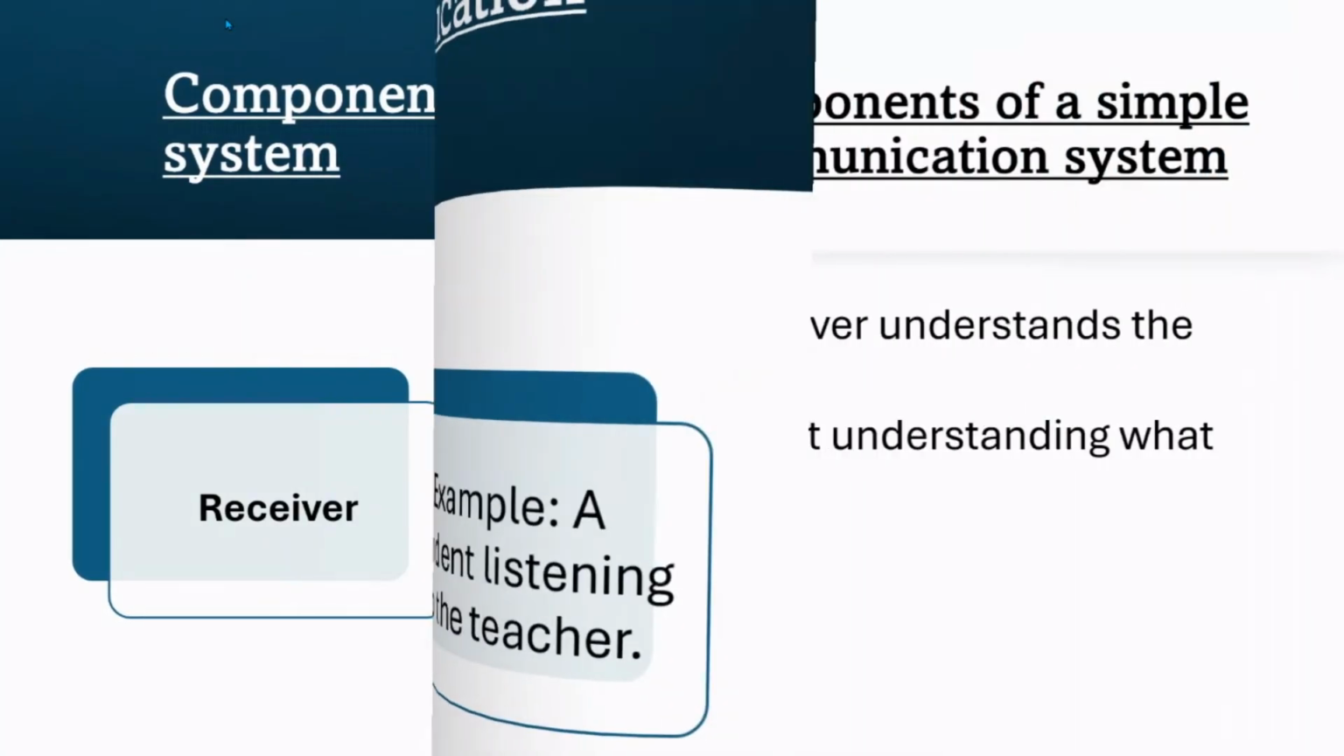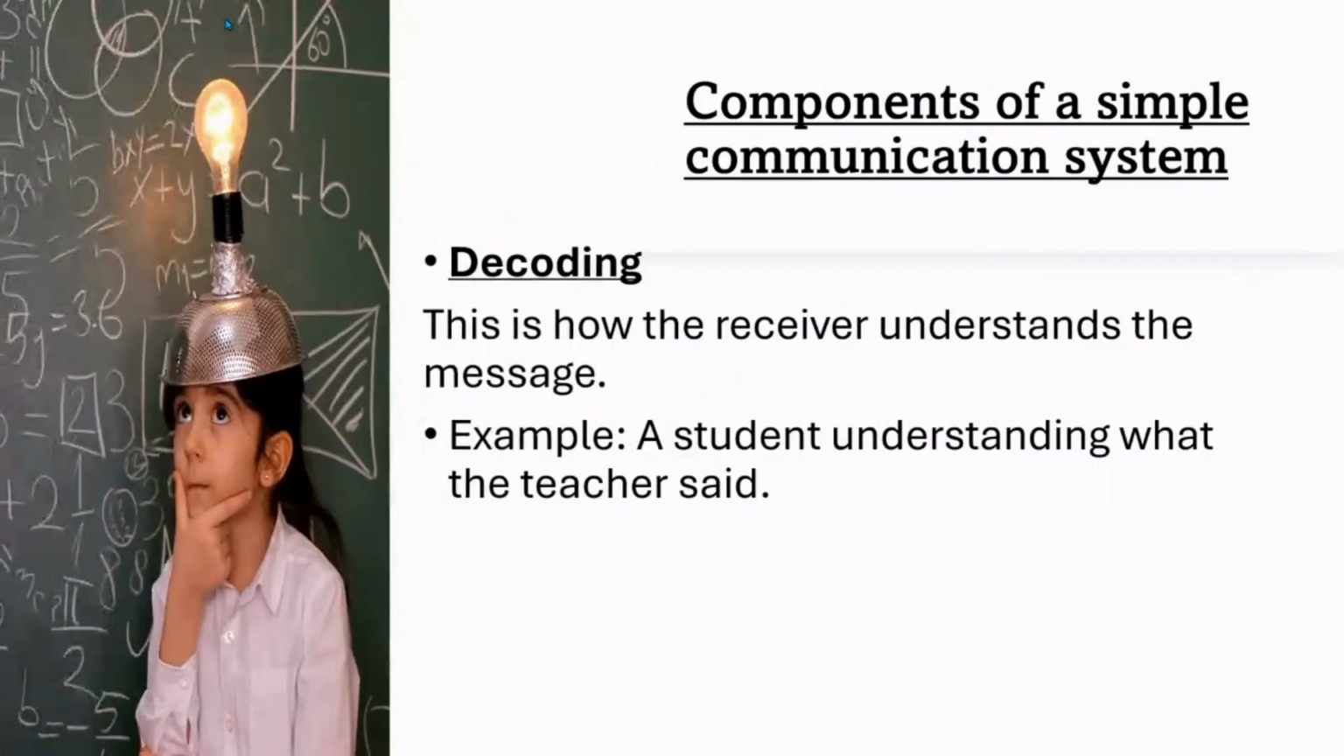And then we have decoding taking place. So this is where the receiver understands the message. So decoding has to do with the receiver understanding the message, trying to make sense of what the message is actually saying. This is called decoding. So please note, encoding and decoding, they are different.